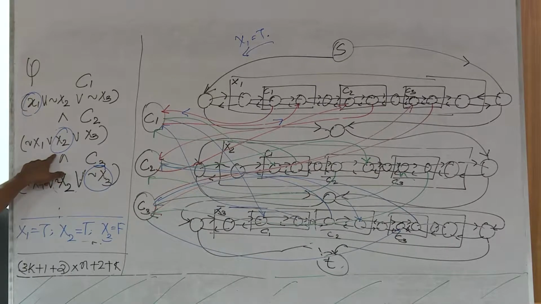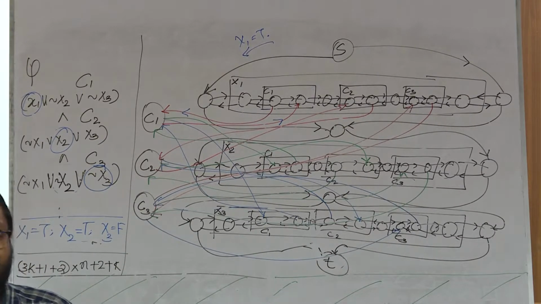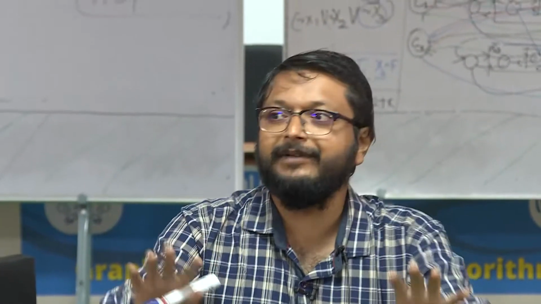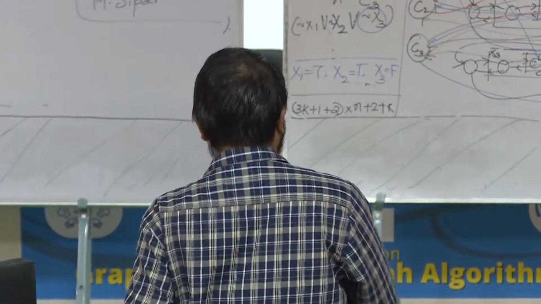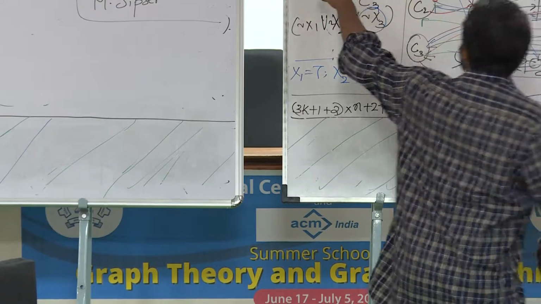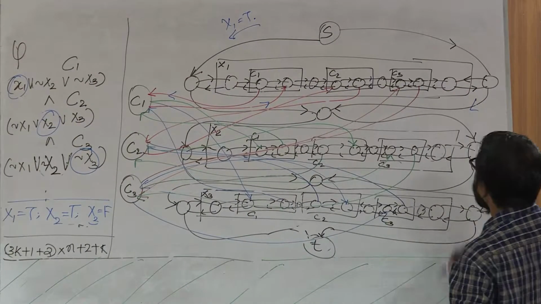Why? Because otherwise the formula is not a satisfying truth assignment, right. So, I started with a satisfying truth assignment, therefore, every clause will have some literal who is responsible for making it true, marked in the system. Now that I have covered C1, x1 has done its duty, it simply covers the remaining vertices and goes out this way and reaches here.